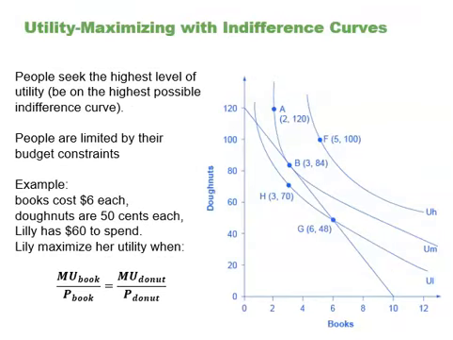People seek the highest level of utility. That means they wish to be on the highest possible indifference curve. However, they are limited by their budget constraints. Let's take a look at the example of Lily, who has $60 to spend on either books or donuts. Books cost $6 each. Donuts are 50 cents each. Lily maximizes her utility when the marginal utility per dollar spent is the same for both books and donuts.